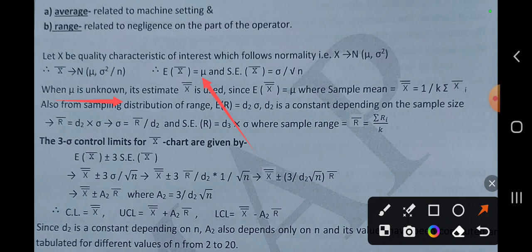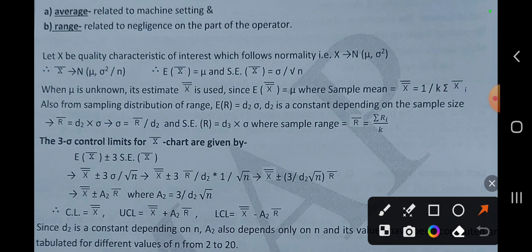Also the sampling distribution of range can be used: the expectation of R is d2 sigma, where d2 is a constant depending on the sample size. And we know that the expectation of R is estimated by R bar. So R bar is equal to d2 into sigma.